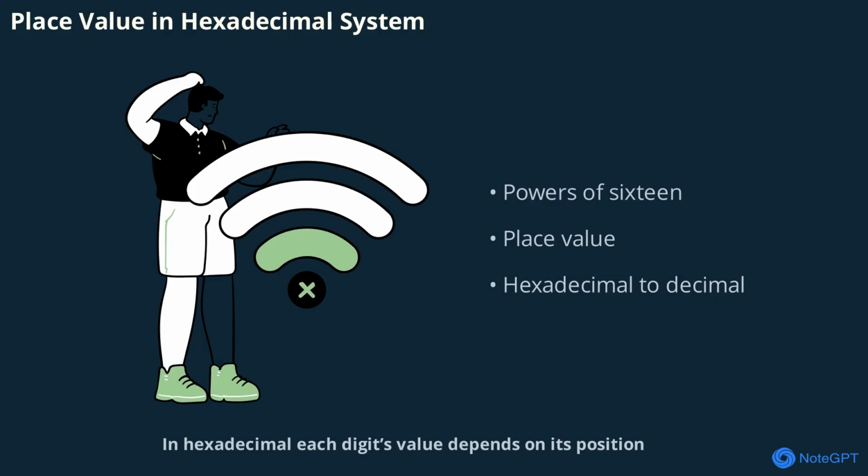In hexadecimal, each digit's value depends on its position, just like in other systems. But here each place represents a power of 16. For example, the hexadecimal number 2F means 2 times 16 plus 15 times 1, which equals 47 in decimal. Understanding place value in hexadecimal helps you work with large numbers and makes it easier to convert between number systems, especially in technology and programming.